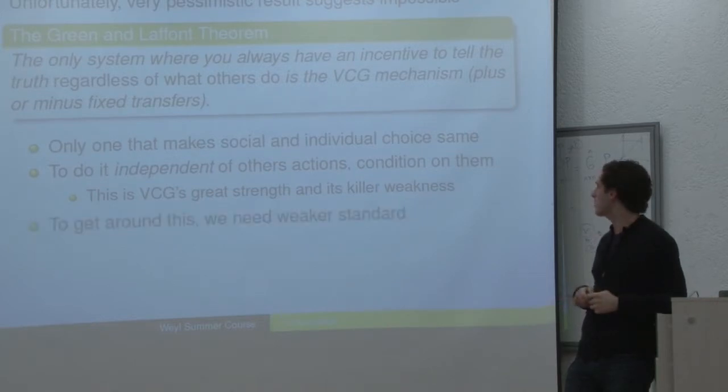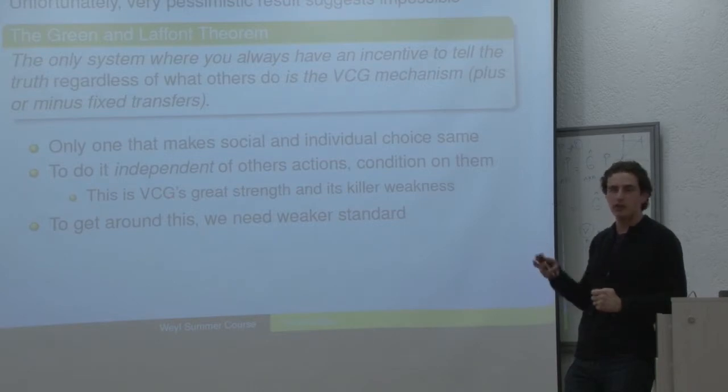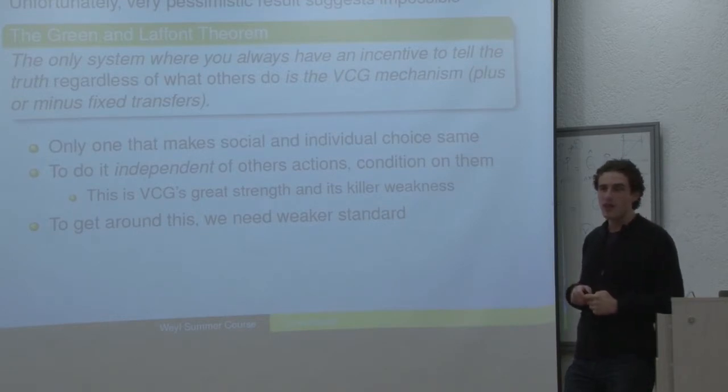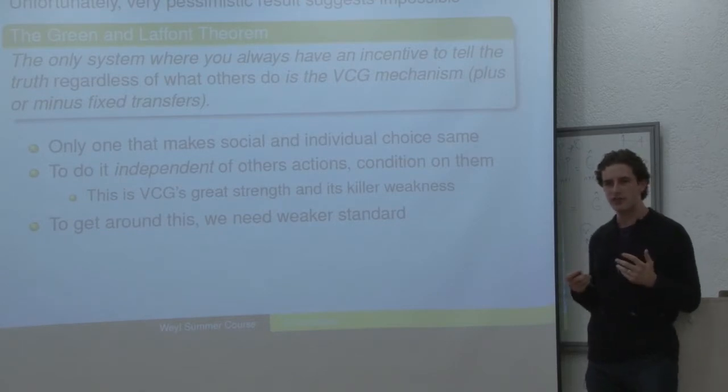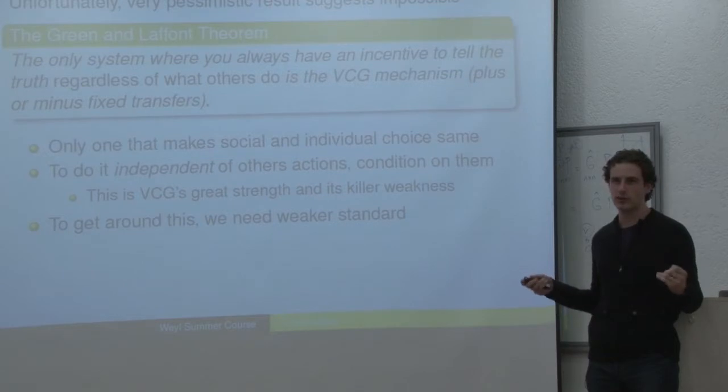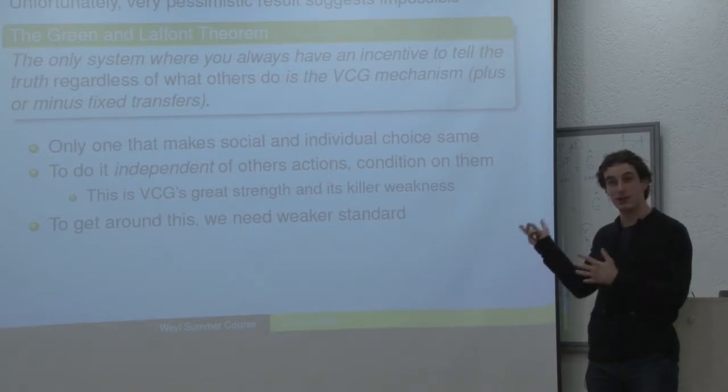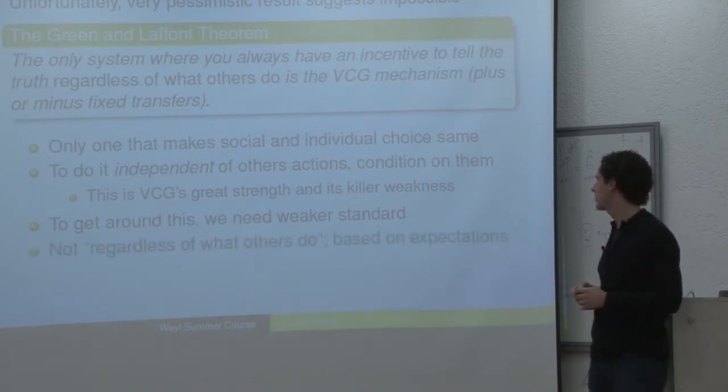And this is a basic trade-off that we face, that we have to give up on you having an incentive to tell the truth regardless of what other people say if we want to have any chance to get over the problems that VCG has. And that's a big point in mechanism design. Anytime we start insisting on having everyone wanting to tell the truth regardless of what other people say, we're going to bring in all these really bad properties. Okay.